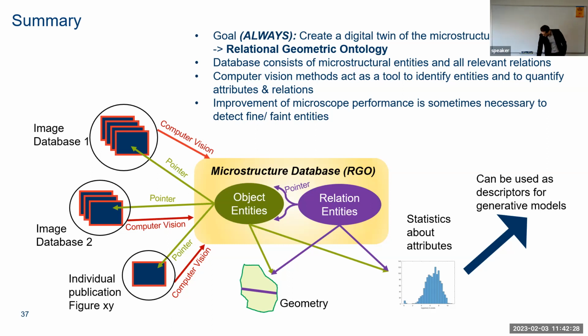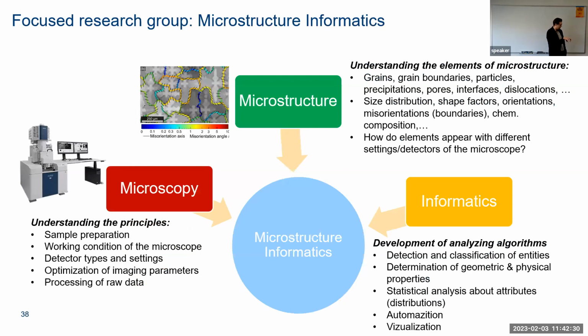This is why in Bochum we founded this focus research group, where I try to bring people together that have a combination of certain skills, right? And it is very important to have this combination. You need to be very experienced in microscopy, because microscopy is an art in itself, right? You need a good understanding of microstructure. I believe everybody here has a good understanding of microstructure. This is not a problem. And you need a good understanding of informatics.